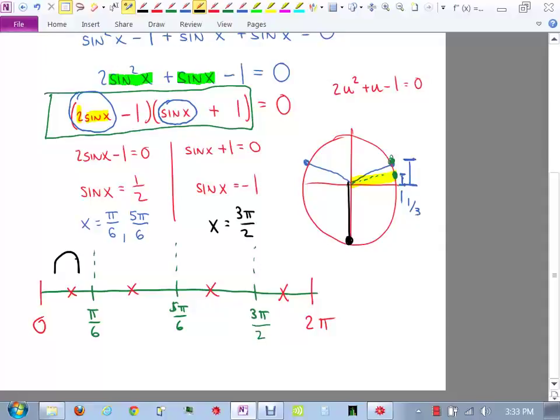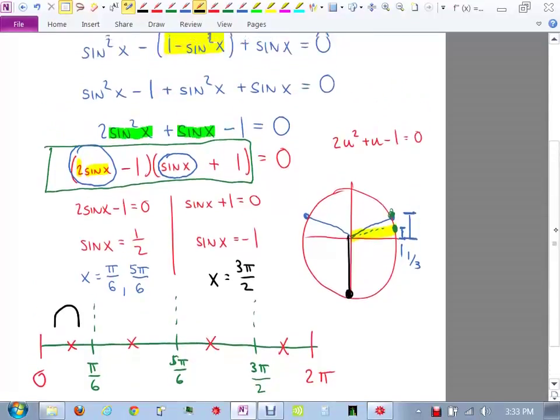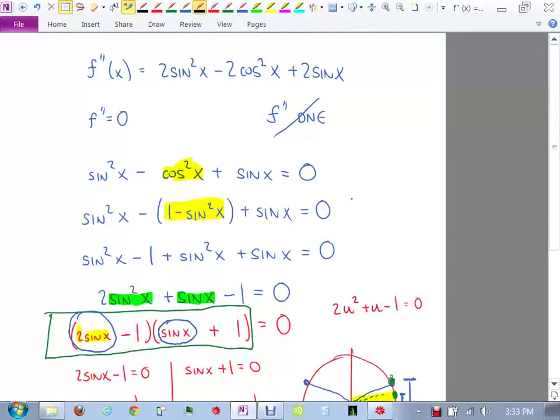Now, what would you do if you couldn't do this? Just get your calculator out. Make sure you're in degree or radian mode, whichever you want, and plug into the second derivative, which is up here. So maybe you put in degree mode and you plug in like 10 degrees, something smaller than 30.